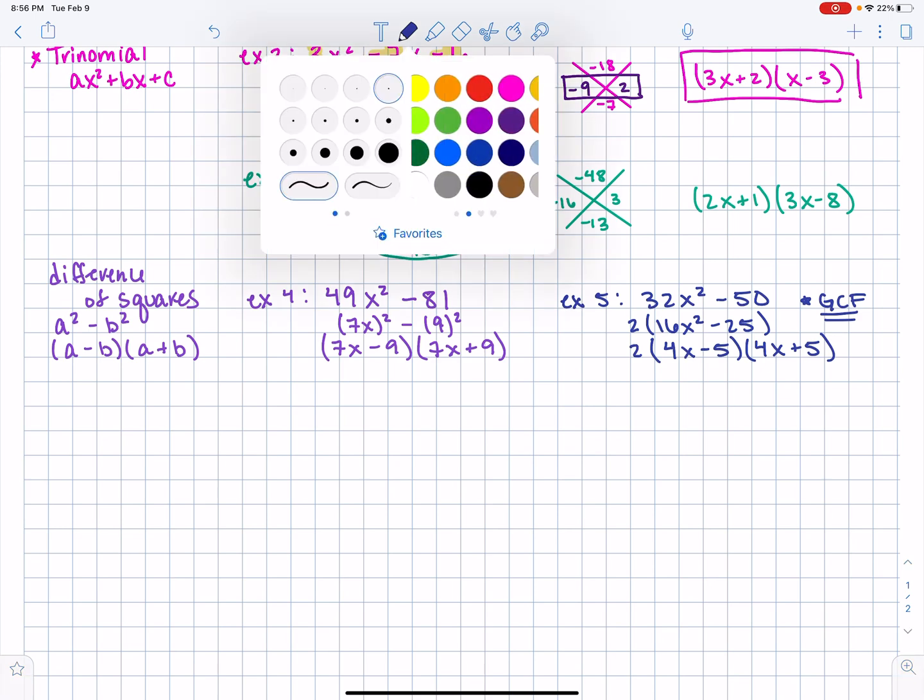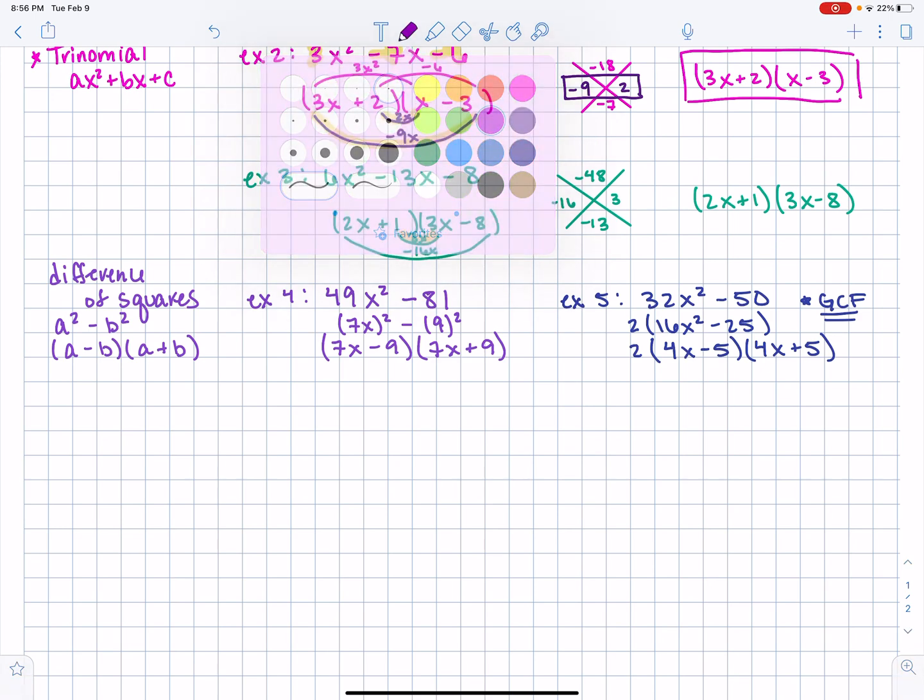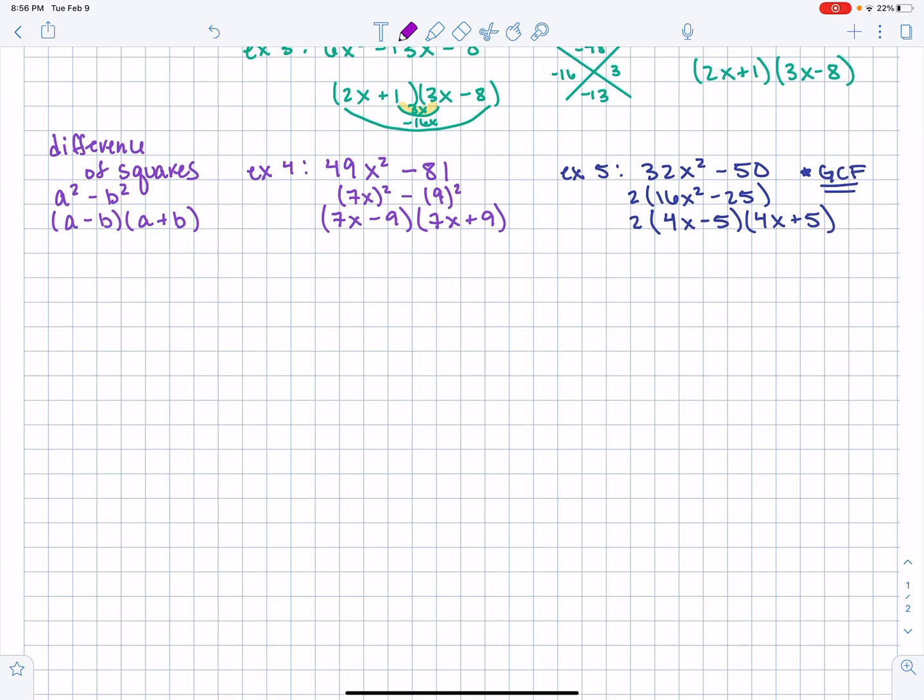All right, our other special case, jump back to purple here. Our other special case is what we call a PST, or a perfect square trinomial. And they either look like a squared plus 2ab plus b squared, or a squared minus 2ab plus b squared. And this is what happens when you take a binomial and you square it.